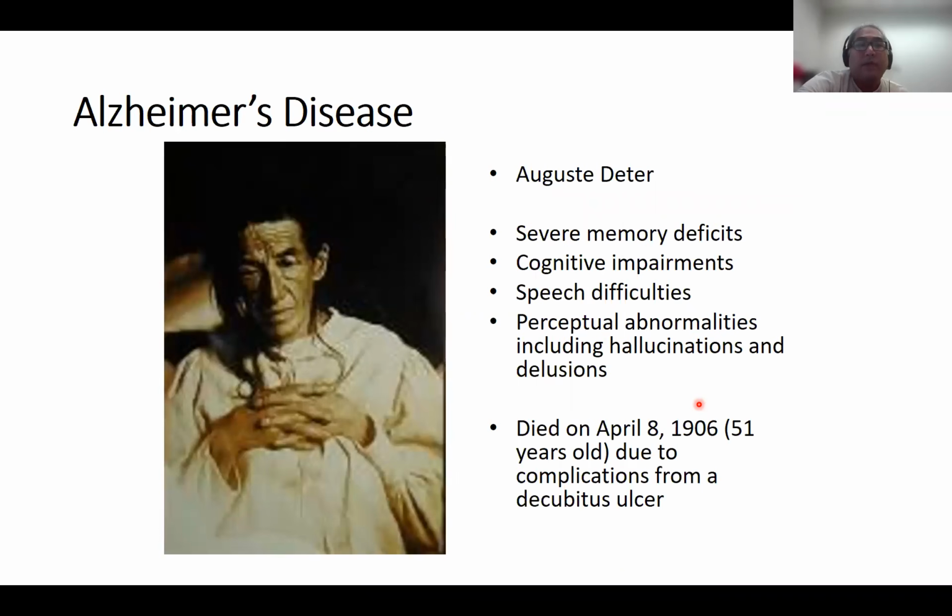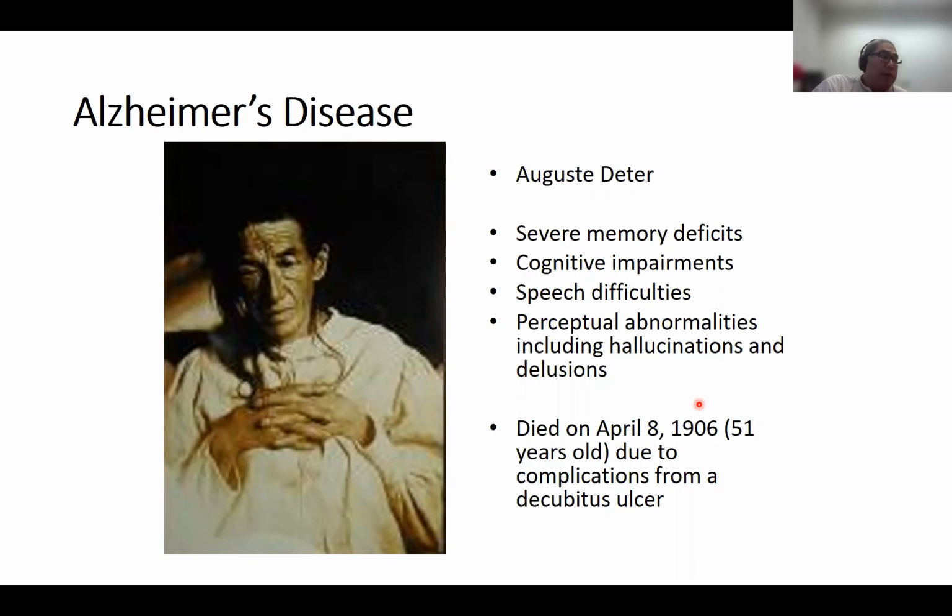And so Alzheimer was a physician, and he recognized this in this individual, Auguste Deter. She did have severe memory deficits. This was over 100 years ago. But she also had speech difficulties, had perceptual abnormalities, having hallucinations and delusions. And again, that's speaking to the fact that Alzheimer's often picks off multiple cognitive domains. And she died due to complications of a decubitus ulcer.